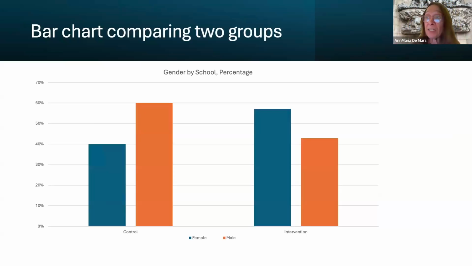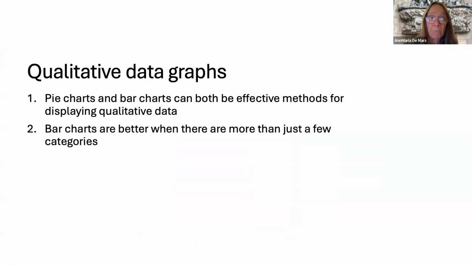Bar charts can be useful for comparing two groups. Remember I said that pie charts weren't? I highly recommend in this case you doing it by percentage. So in this case, we see that the control group has 40% females, and the intervention group, it's over 50%. I don't know if that really matters, but they're not hugely different, but 40%, and I think this was 57%, that's something. So it does give me a little more insight into my groups.